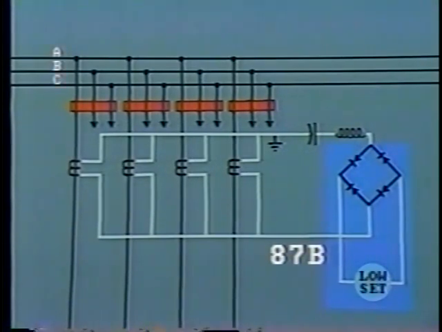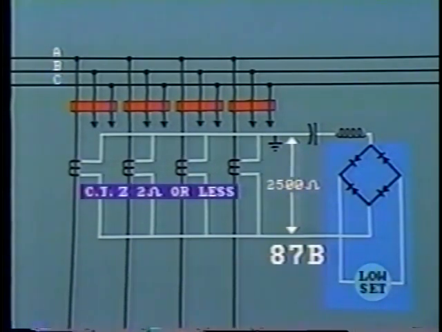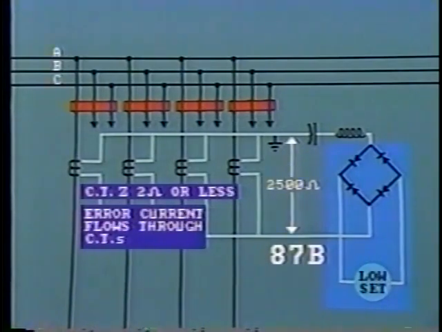The effect of the rectifier and the resonant circuit raises the total impedance across the relay at this point to quite a high value, usually around 2,500 ohms. This has another advantage. Note that this impedance is far, far greater than the impedance of the CTs, which is probably about 2 ohms or less. Therefore, any error current which exists as a result of saturation or different CT characteristics will flow through the CTs rather than through the high impedance relay circuit.